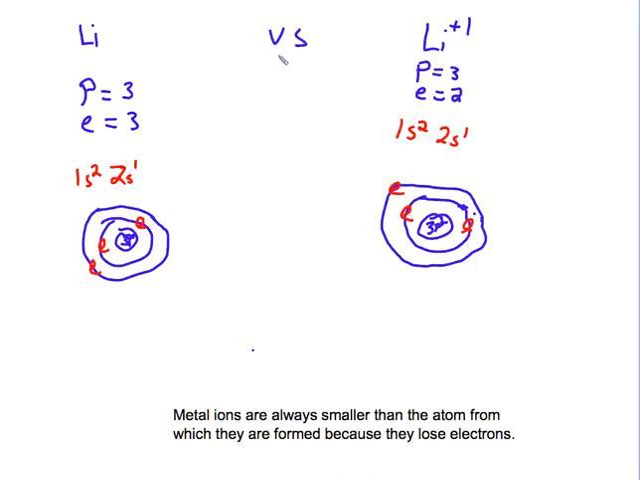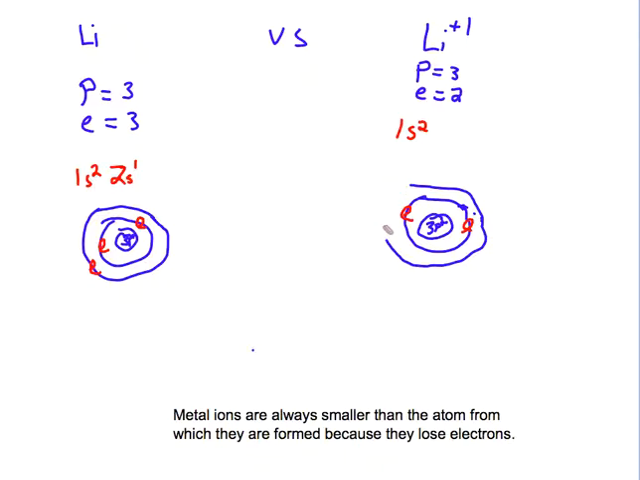But let's look at what happens with lithium, the ion. Remember, metals are losers. They lose electrons. So here's lithium plus 1. It does have 3 protons. Protons don't change. But it lost 1 electron, and so it becomes 1s2, not 2s1. I wrote it here to show you that when it becomes an ion, it loses that electron. So it just becomes 1s2.